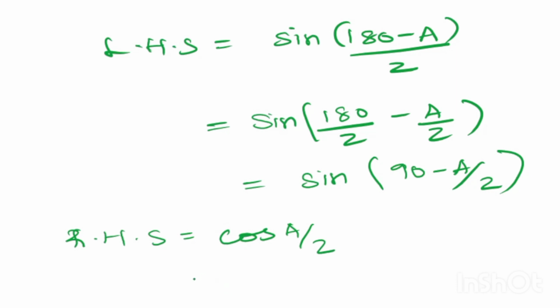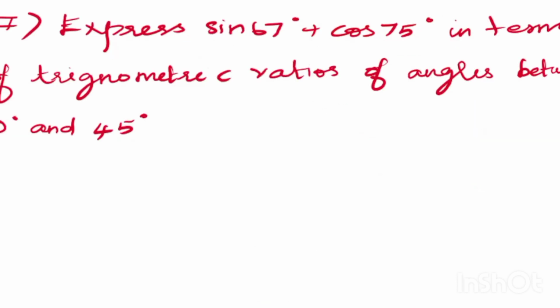How can we write cos theta? We can write cos theta as sine 90 minus theta, right? Sine of (90 minus A by 2). Okay, the theta here is A by 2. So we have written it as 90 minus A by 2. So the LHS also we have got the same thing, and RHS also we have got the same thing, which means LHS is equal to RHS. So we have proved what is given in the question. Now let's move to the next sum. That is the seventh sum.